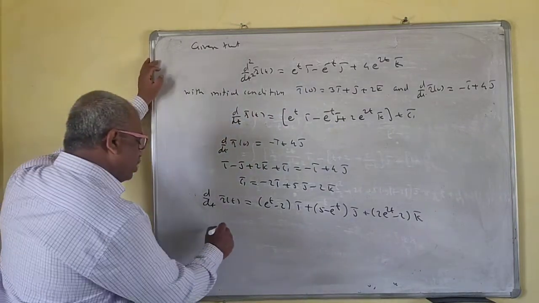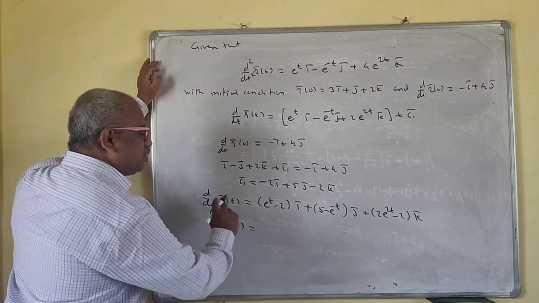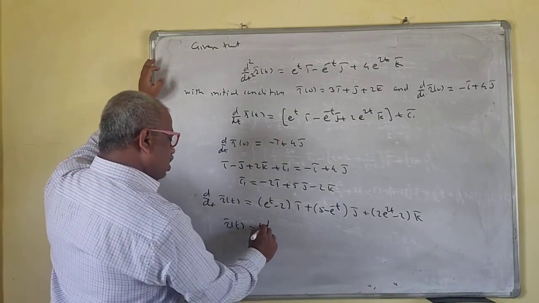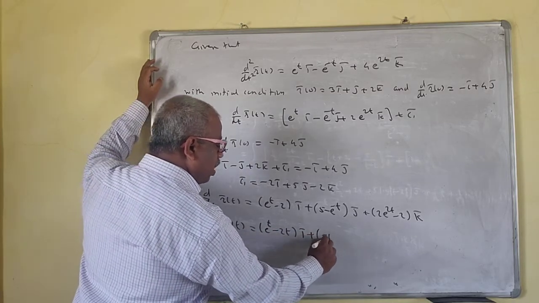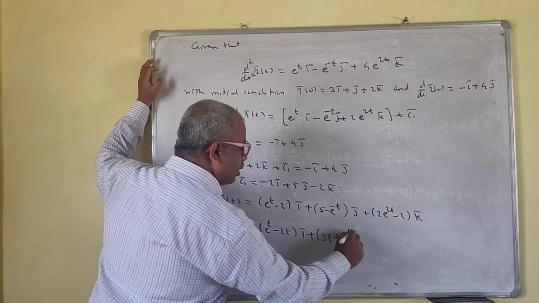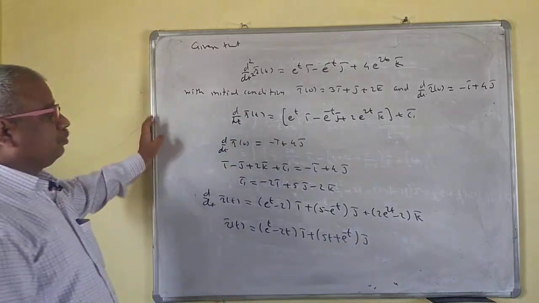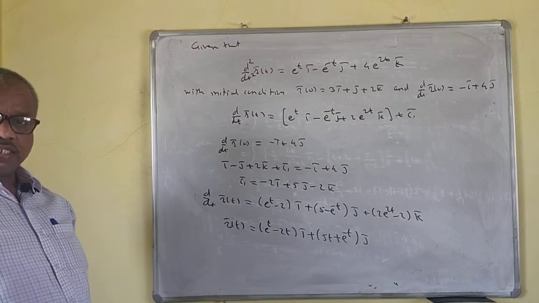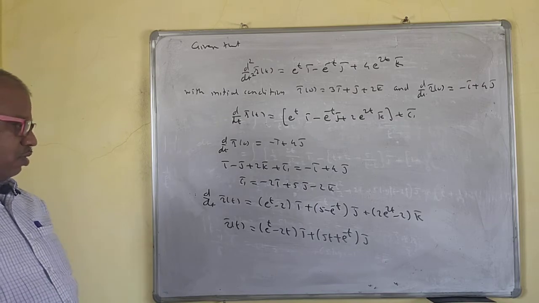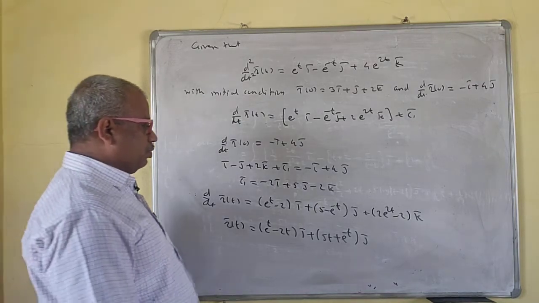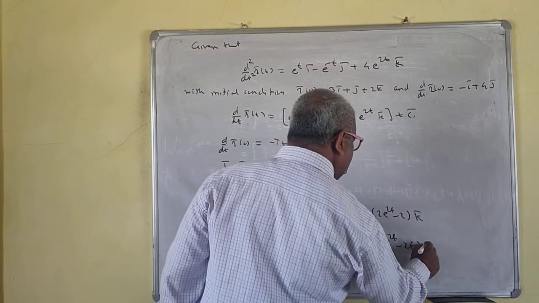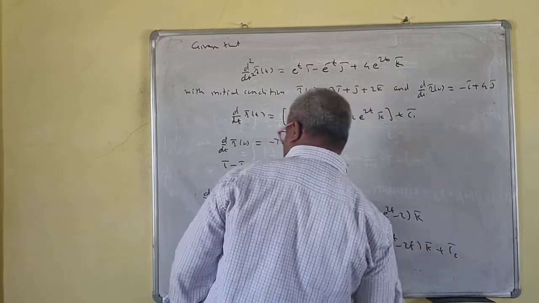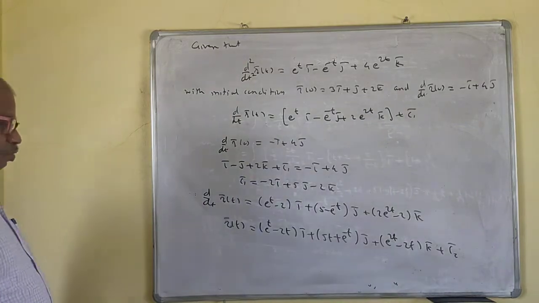Now you want r bar of t. So r bar of t is equal to, just integrate this. So this is e raised to t minus 2t i bar plus 5t plus e raised to minus t j bar, because integration of e raised to minus t is minus e raised to minus t, so minus minus becomes plus now. So plus e raised to 2t minus 2t k bar plus c2 bar now.